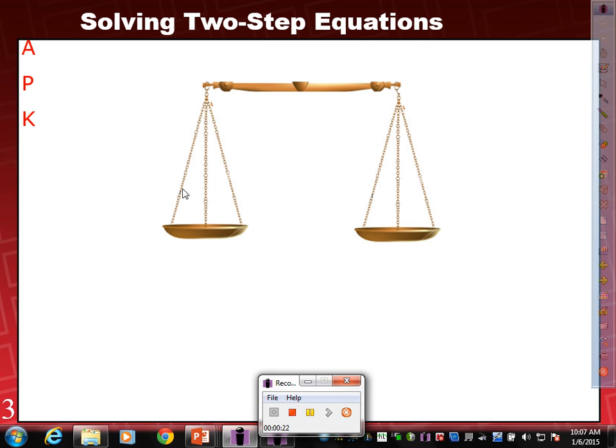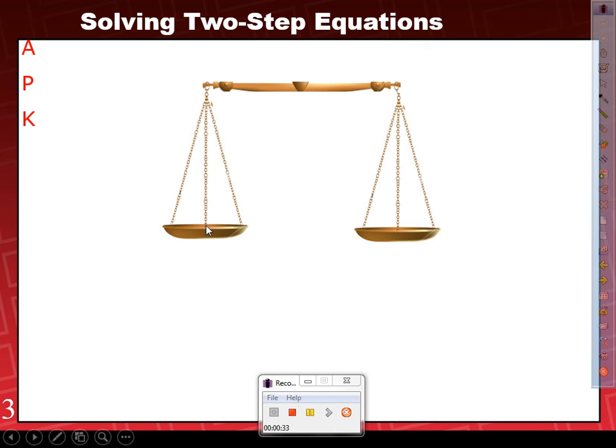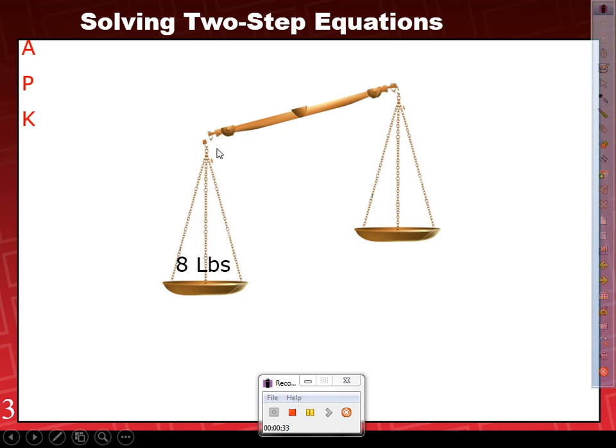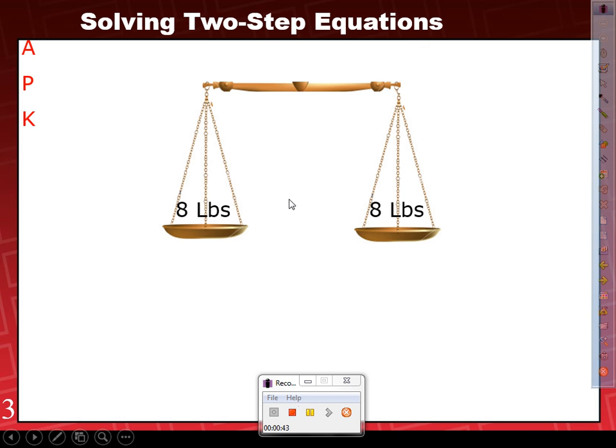So if I was to place some weight on this side, let's say 8 pounds, this side will go down. Is that correct? In order to balance it, that means if I add 8 pounds to this side, what do I need to add on this side? 8 pounds, and that's what's going to balance it up.